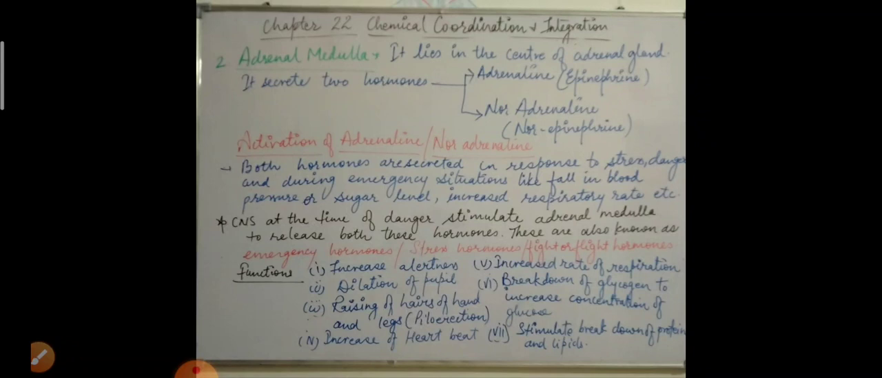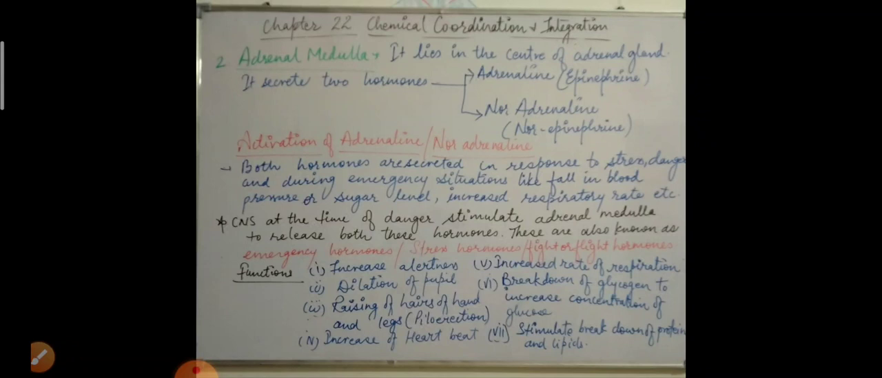The central nervous system, at the time of danger, stimulates the adrenal medulla to release both these hormones. These are also known as emergency hormones, stress hormones, fight or flight hormones. That means when we perceive danger through our eyes or other sense organs, the message is transferred to the central nervous system because it has detected the danger. Now, the central nervous system stimulates the adrenal medulla to secrete these hormones.